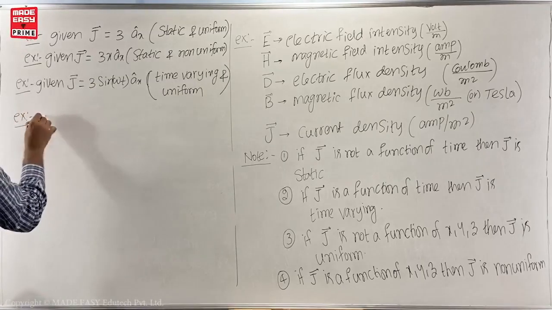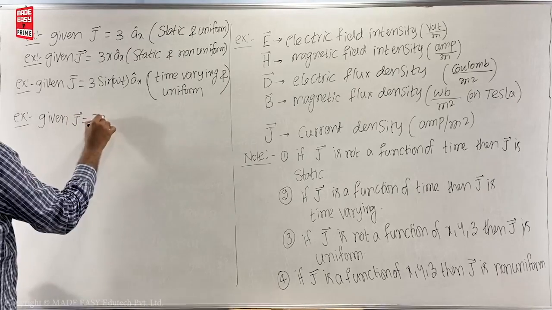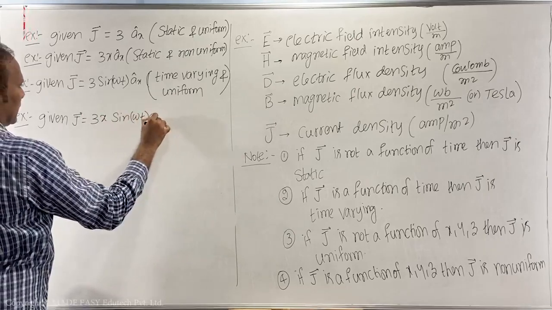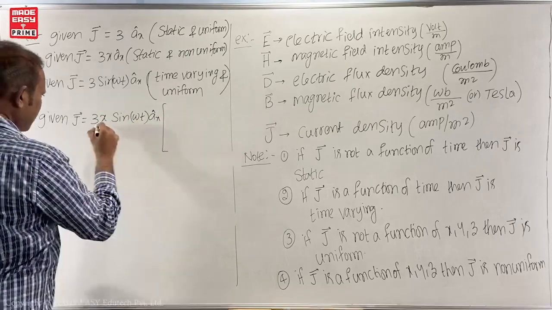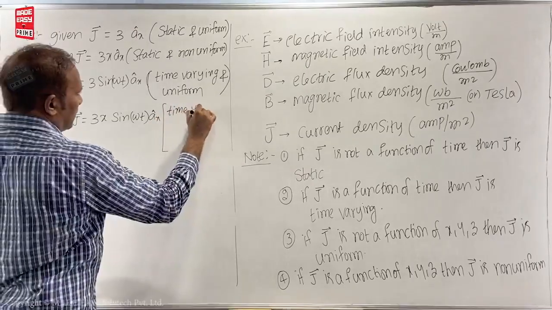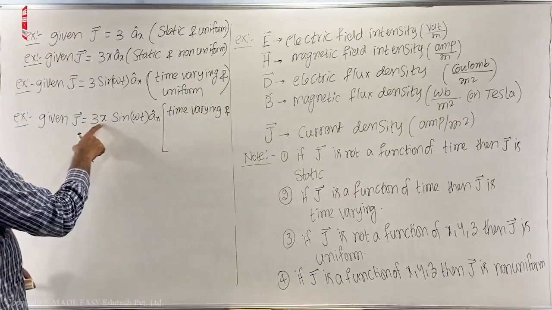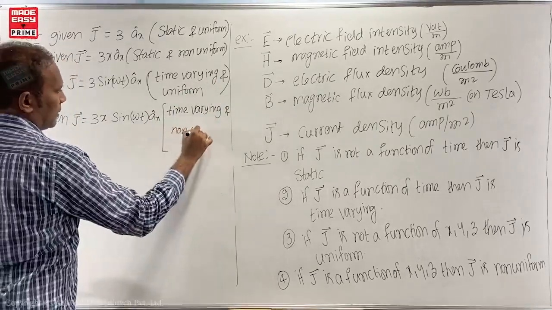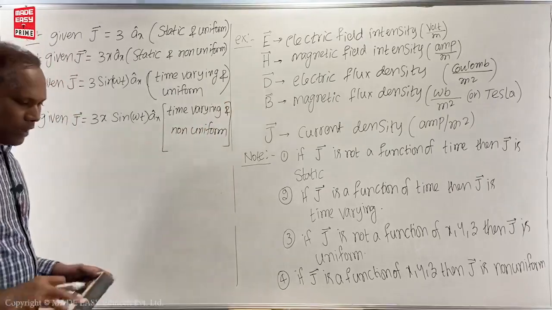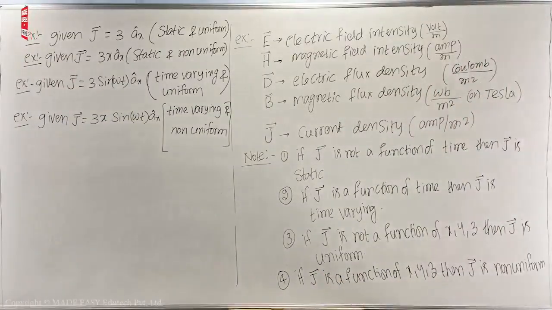Another example, in the question J bar is given like this, 3x sin omega t ax. It is a function of time, so it is time varying, and x is also there, so it is non-uniform. So the time varying concept is different, the uniform and non-uniform concept is different.